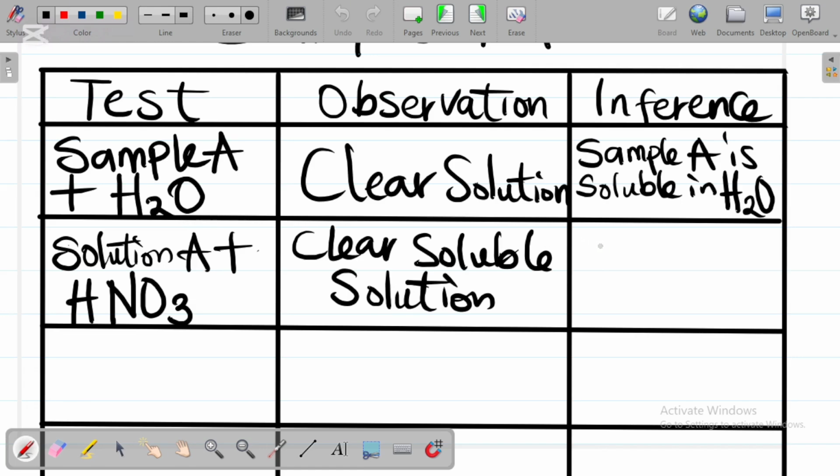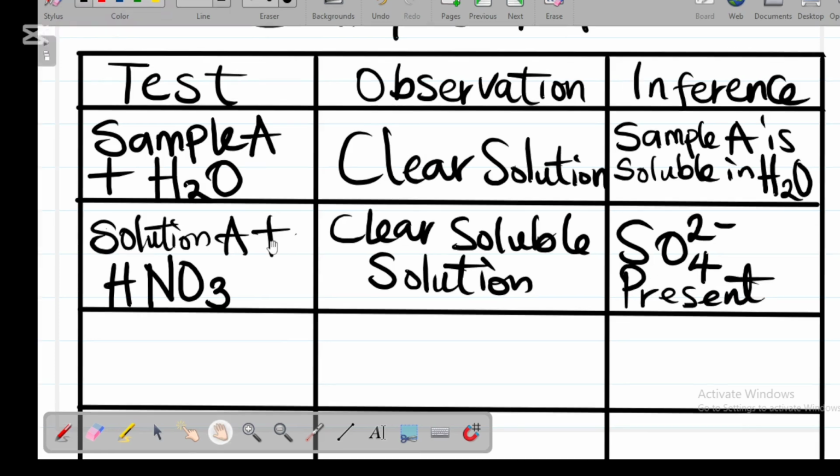So we have here sulfate ion, SO4 raised to power 2 minus, is present. All right, so in the laboratory, when you mix solution A to nitric acid, whatever you see with your eyes is your observation. And from your observation, you can now write down your inference. Remember that inference is the evidence, the possible evidence gotten from your observation.